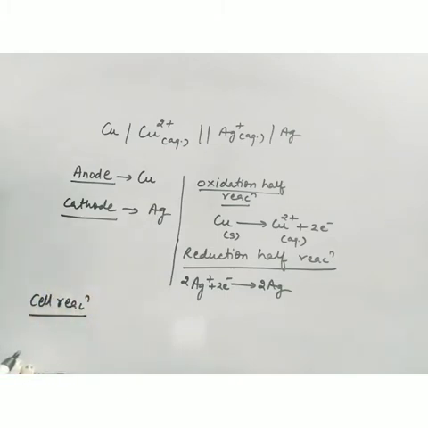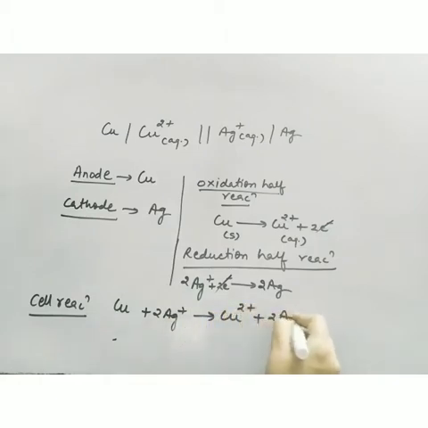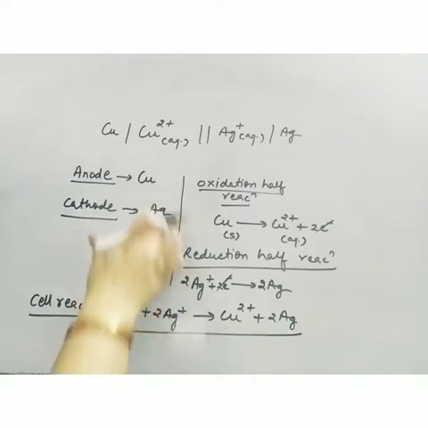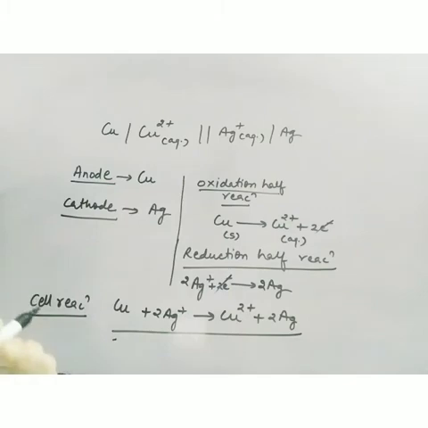So what is the final cell reaction? Now Cu, electrons and electrons will be cancelled, plus twice Ag plus gives Cu2 plus twice Ag. So this is my overall cell reaction. So if representation is given to us, we can find out the cell reaction. Likewise, sometimes this reaction will be given to us, and then also we can write the representation.